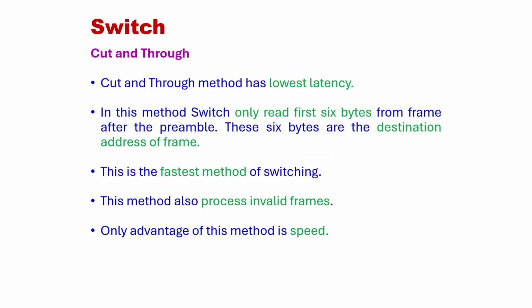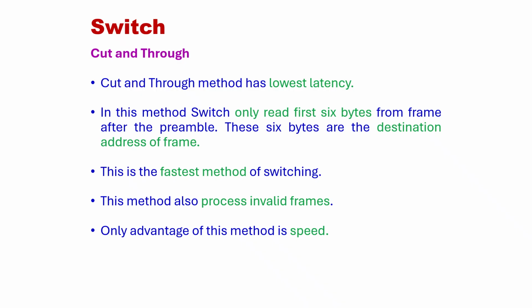Now the second type that we are going to see is called cut through switching. The cut through method has the lowest latency. In this method, the switch only reads the first 6 bytes of the frame after the preamble. These 6 bytes identify the destination address. This is the fastest method of switching. It just checks where it has to deliver and pushes the data to that particular port. This method also processes invalid frames, which is one of its disadvantages.